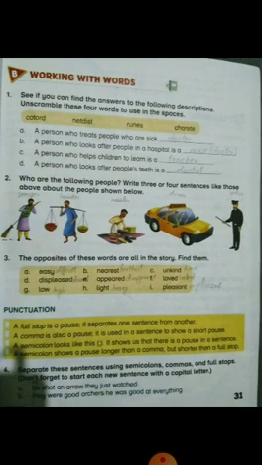3. The opposites of these words are in the story. Find them. Find the opposites of these words. The words are easy, nearest, unkind, displeased, appeared, loved, low, light, pleasant.